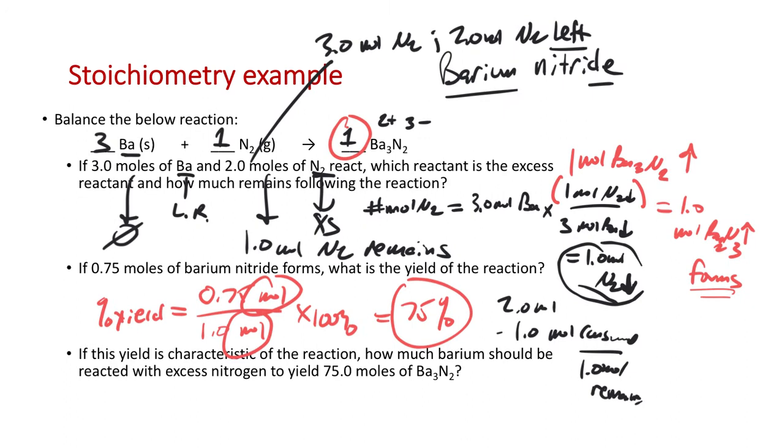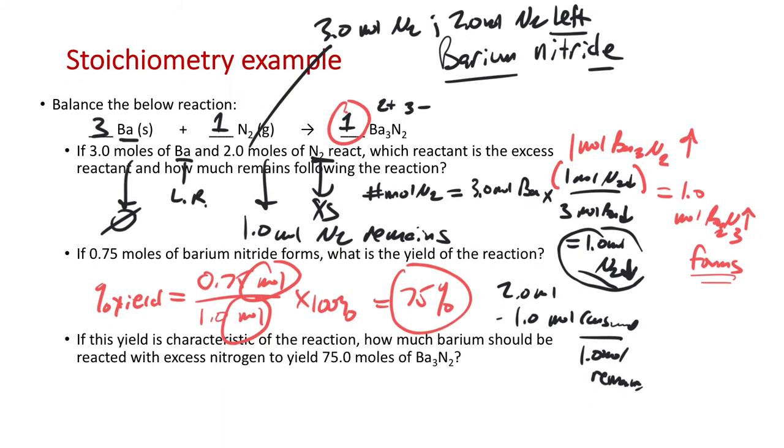Okay, and so then if this yield is characteristic of the reaction, meaning every time we carry this reaction out, let's say we get 75% yield. So if this yield is just some characteristic property of the reaction, then how much barium should be reacted with an excess of nitrogen if we want to yield 75 moles of barium nitride? Yes? What's that?